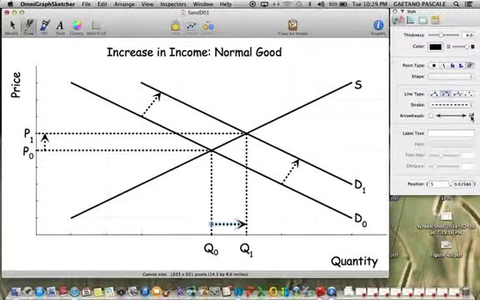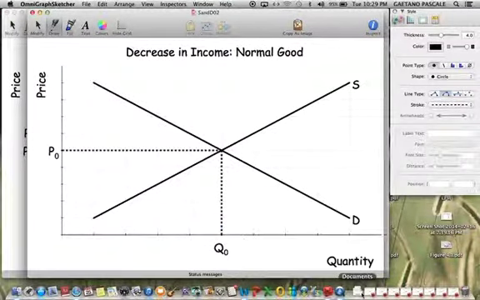When we have an increase in income for a normal good, that causes the demand curve to shift to the right. And when the demand curve shifts to the right, the equilibrium quantity will increase from Q0 to Q1, and the price will increase from P0 to P1. Let me give you another example. Let me pull up that slide.